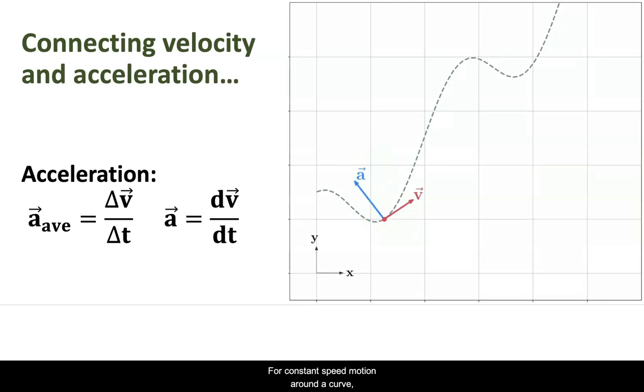For constant speed motion around a curve, the acceleration always points in a direction perpendicular to and towards the center of a circle on the curve at each point. The tighter the curve, the bigger the change in direction of the velocity vector, so the acceleration is larger.